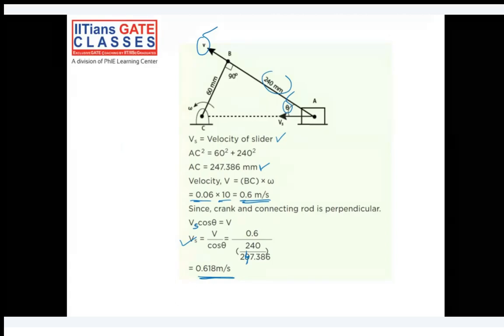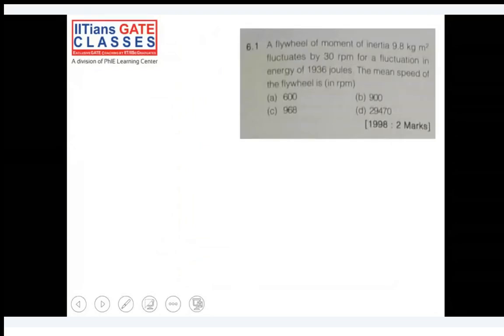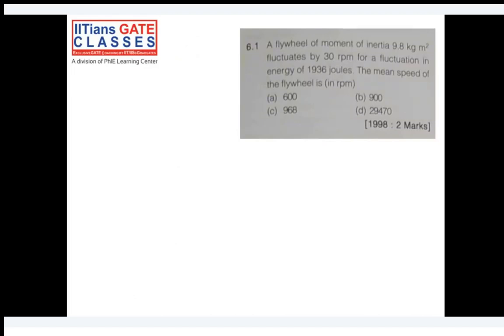Okay, so now we'll focus mainly on the rest of the topics: flywheels, governors, and gyroscope. Just to recall the definition, let's focus on flywheel and governor first. What is the difference between flywheel and governor? Flywheel is used to control or maintain the speed of the engine, in each cycle basically.